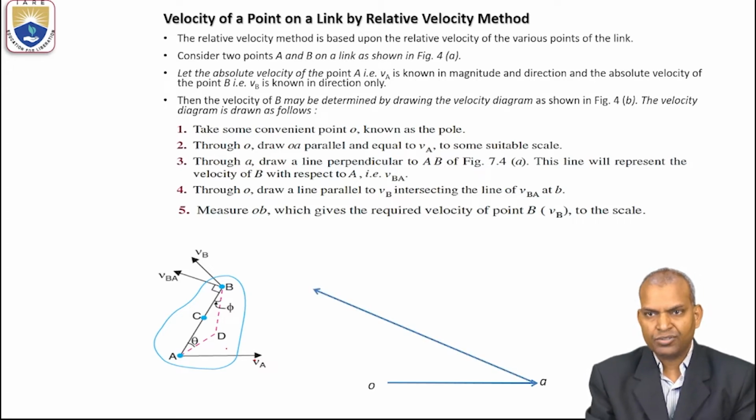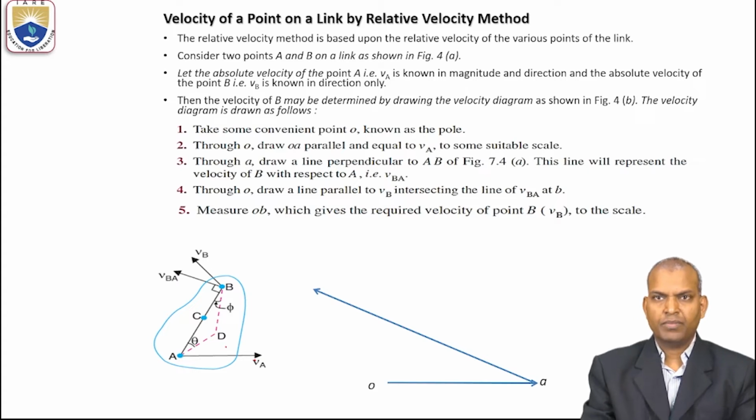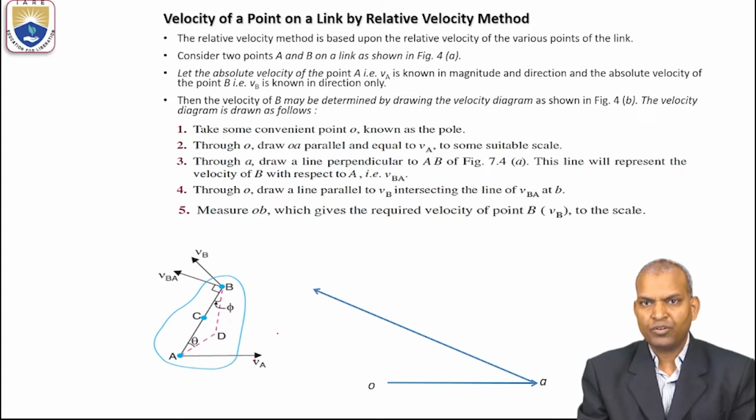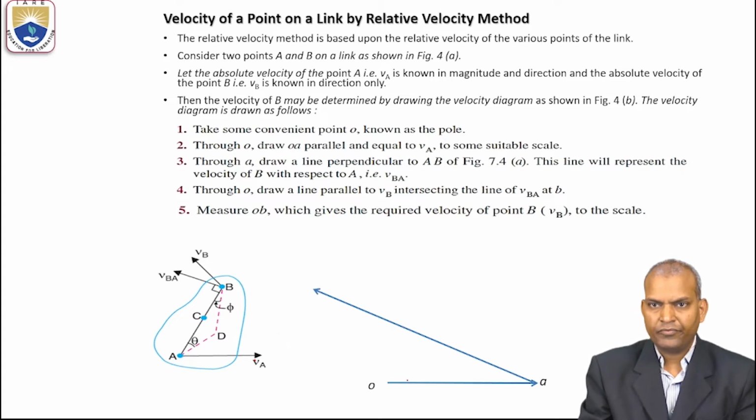We don't know the magnitude. Then the velocity of B may be determined. How to find out the velocity of B? For the velocity of point A, we know both the magnitude and direction, so we have drawn it. But for the velocity of B, we don't know the magnitude. The velocity may be determined by drawing the velocity diagram.